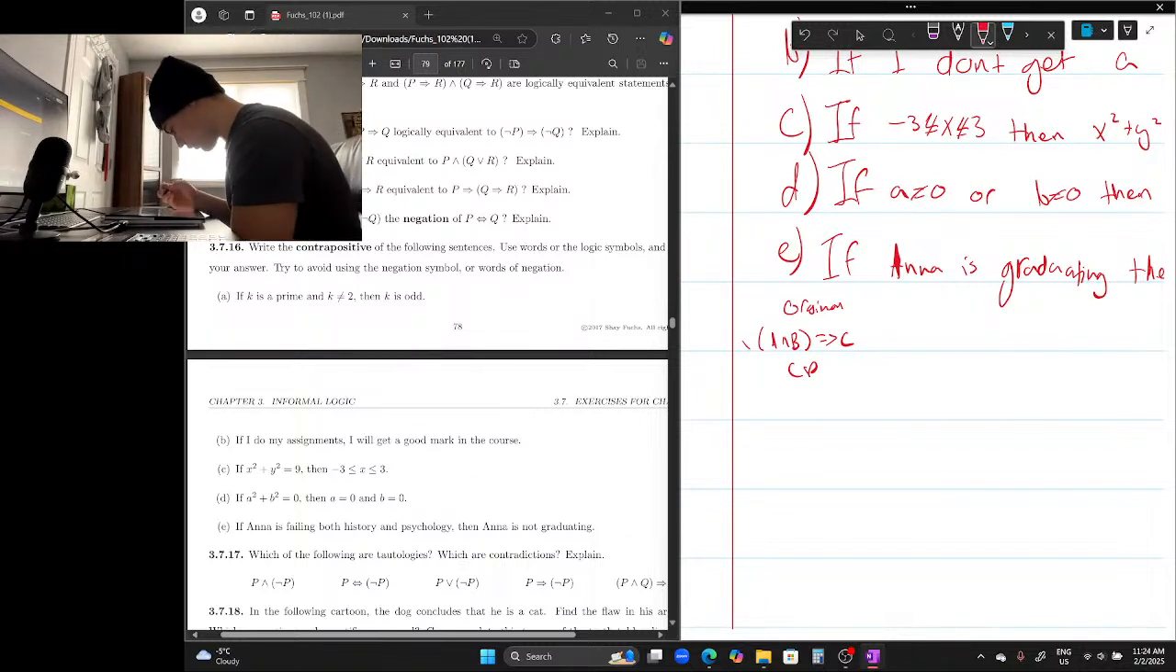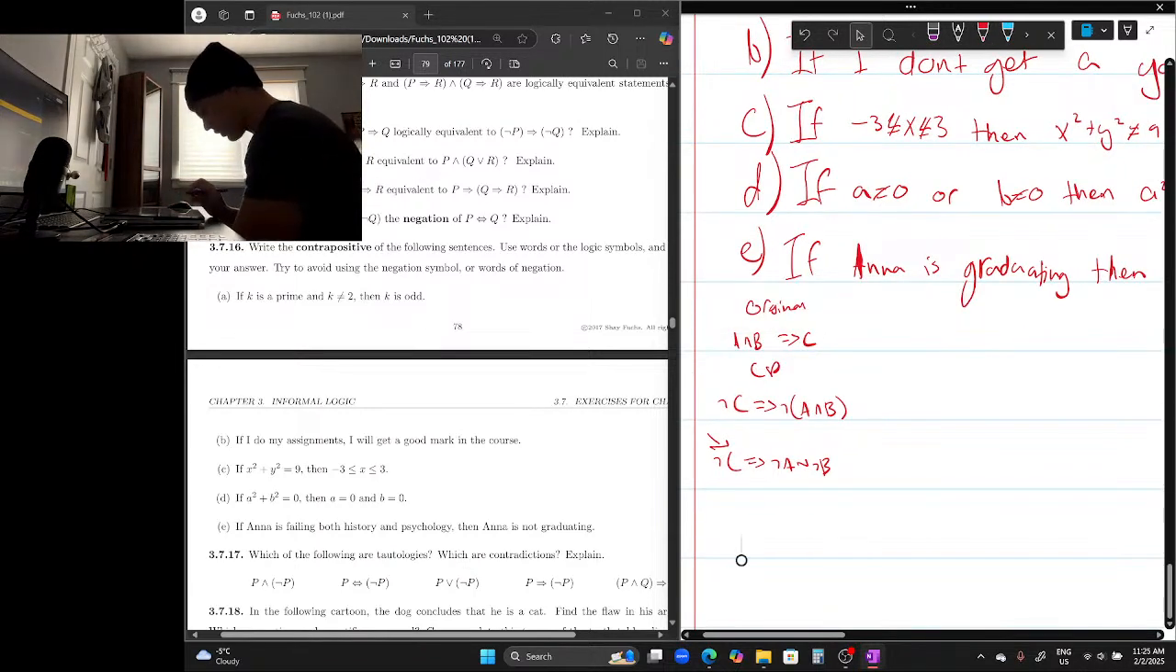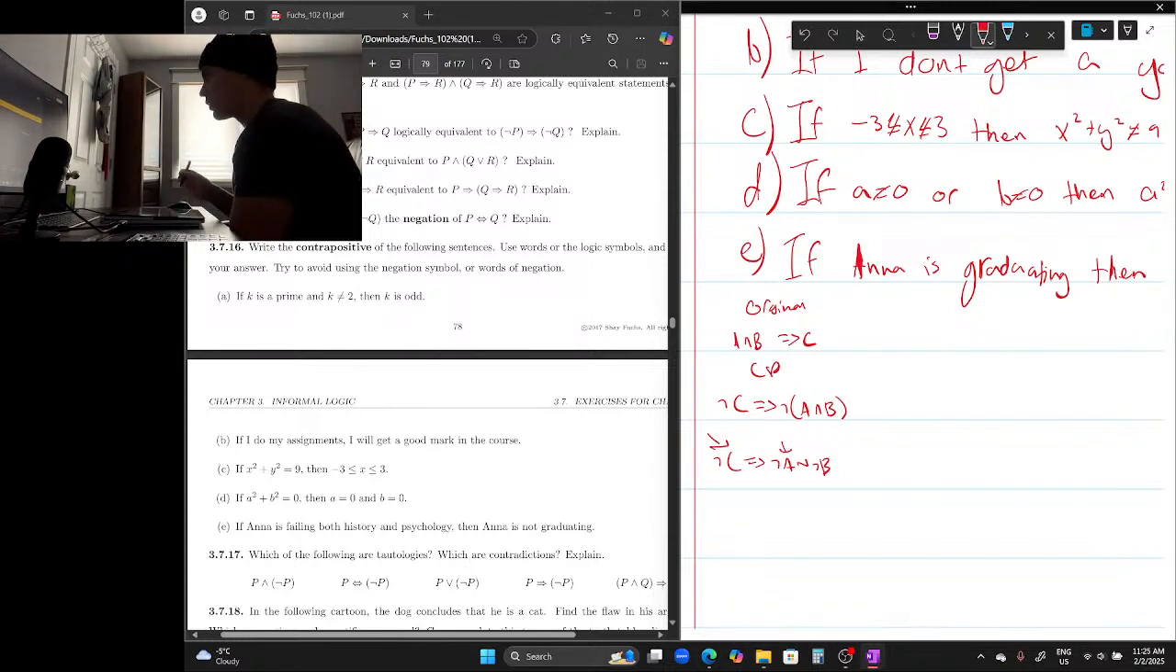So if you take the not of this, similar to De Morgan's laws, you have not A or not B. But you flip it because it's the contrapositive. So you do not C implies not A or not B. Thus, if Anna is graduating, which is the negation of Anna is not graduating, then Anna is either passing psychology or passing history, which is the negation of she's failing psychology and she's failing history.